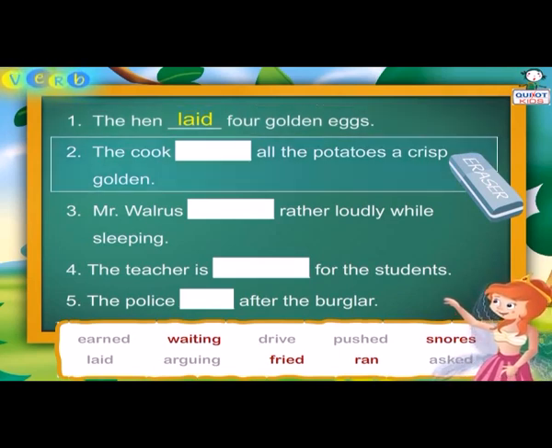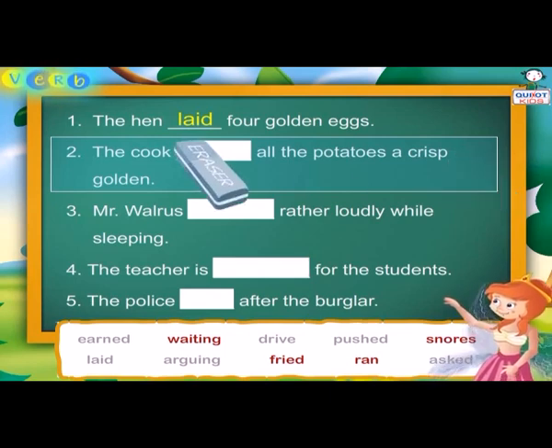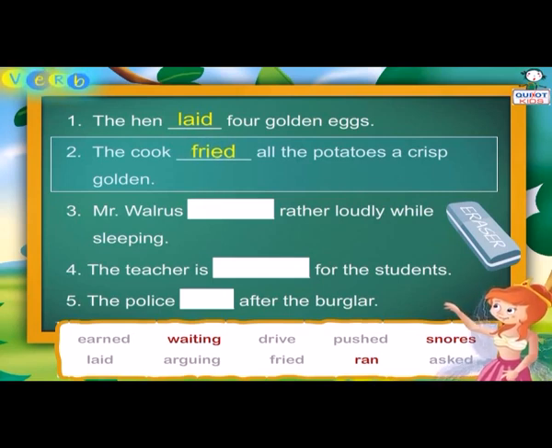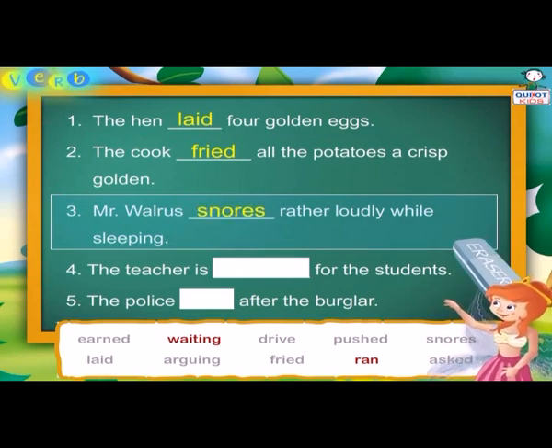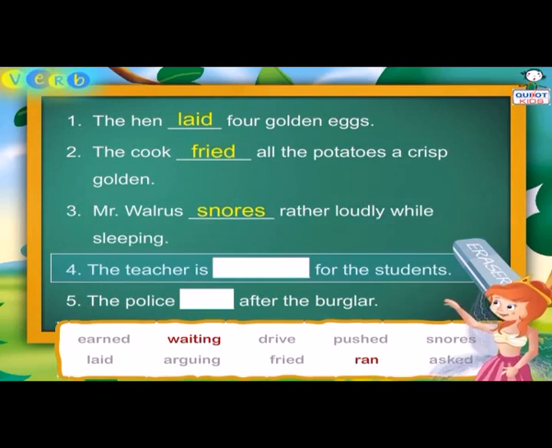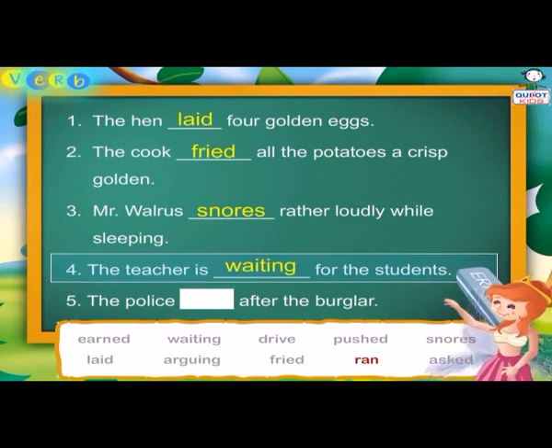Laid is verb. The cook dash all the potatoes a crisp golden. Fried. The cook fried all the potatoes a crisp golden. Fried is verb. Mr. Walrus dash rather loudly while sleeping. Snores. Mr. Walrus snores rather loudly while sleeping. Snores is verb. The teacher is dash for the students. Waiting. The teacher is waiting for the students.